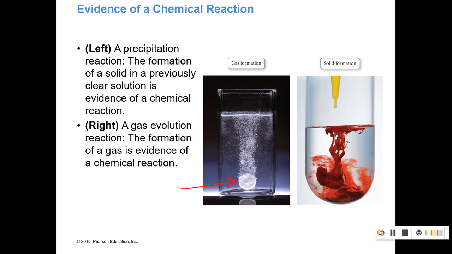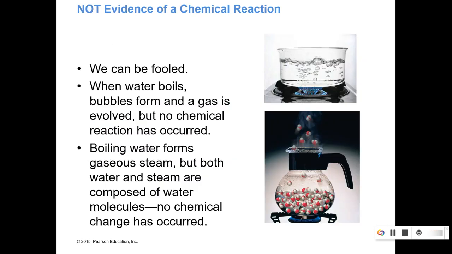Solid formation is next. That is when we mix two liquids together. Y'all, they don't have to be clear, but notice the color does change from yellow to red when we mix them. Also, there's a precipitate in there, which is a solid that formed.